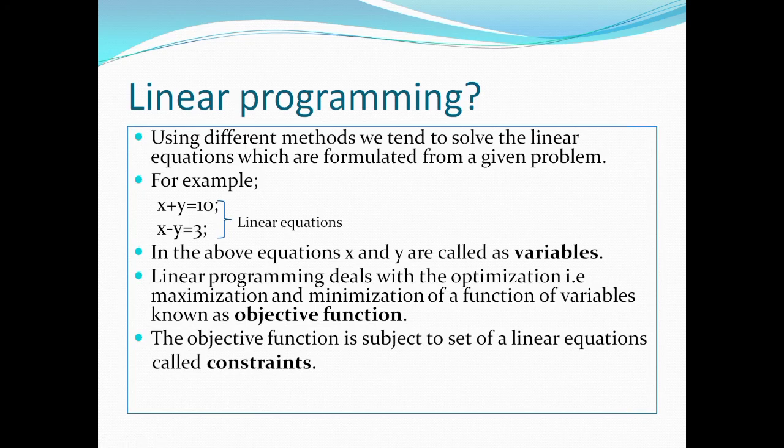And linear programming deals with optimization, that is maximization and minimization of the function of variables. Function of variables means an equation formed using the variables is called a function. So that is known as the objective function, and the objective function is subject to a set of linear equations. This objective function, what we get, depends on some inequalities, some factors, and those factors are called constraints.